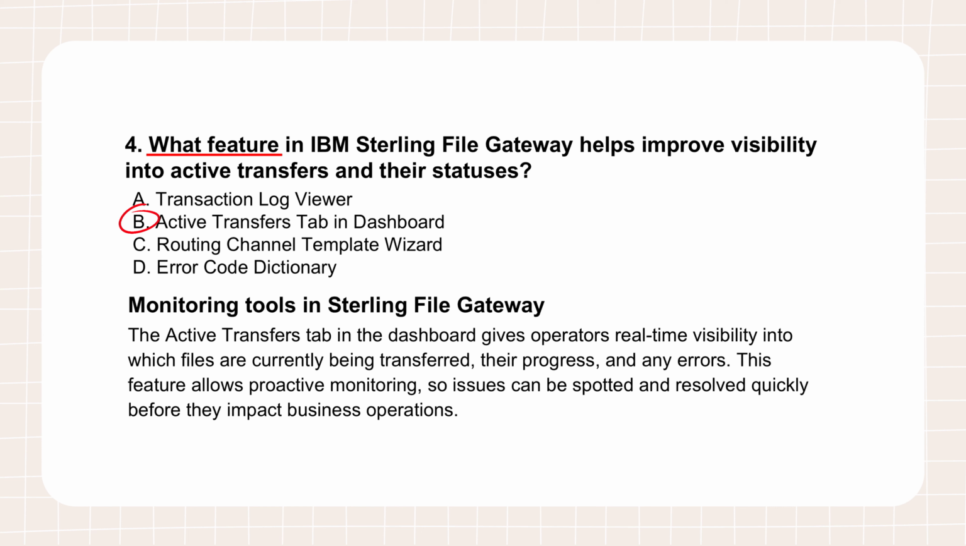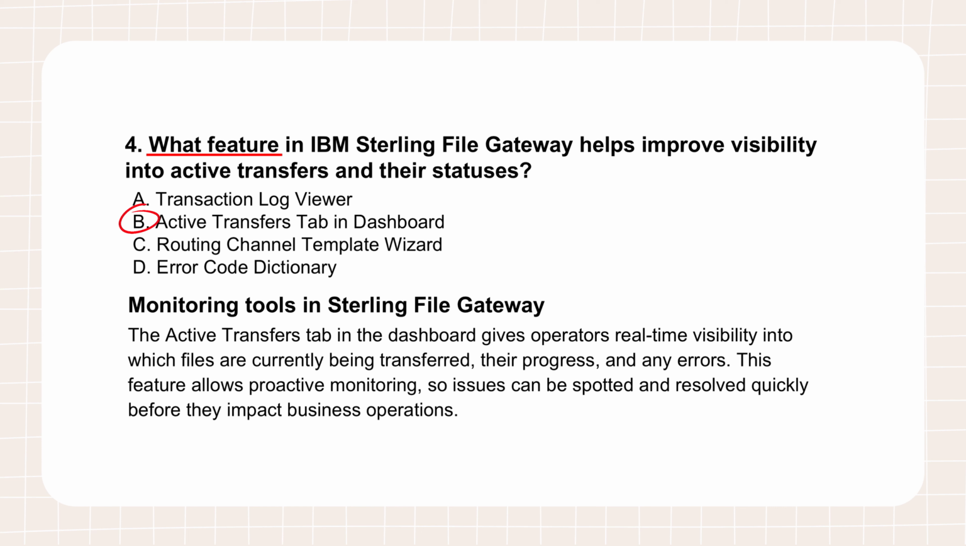A dashboard tab. Sounds like a quick look. What kind of info do you get there? Think of it like a real-time window. You see all the file transfers happening right now. The tab shows each transfer's status. Is it running? Did it complete successfully? Or, importantly, did it hit an error? This immediate view is just gold for tracking critical data, spotting bottlenecks, and, crucially, diagnosing problems fast.